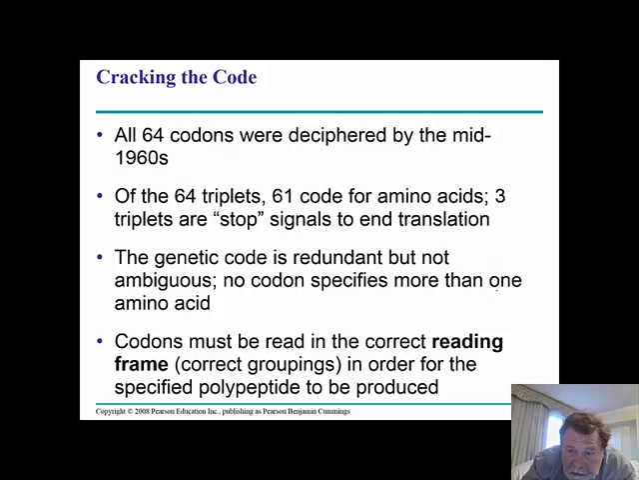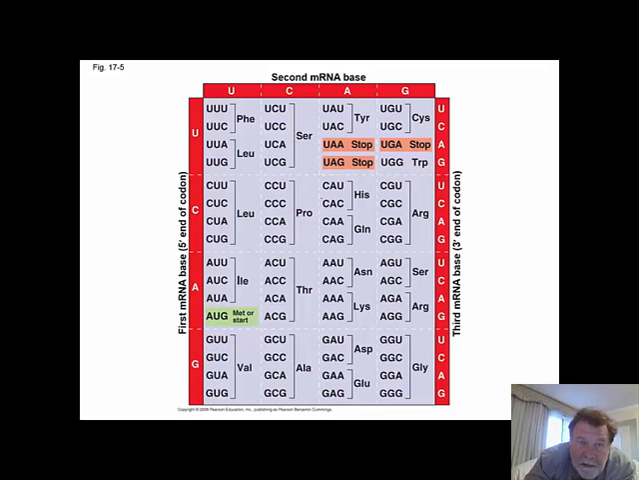Codons are, we'll talk about what codons are in a second, but you need to be able to read this. Here we have the first site, second site, and then the third site is located in here. If we read a U, a U, a U, that's phenylalanine. That's what I was talking about. An A, U, G, that's the start site.